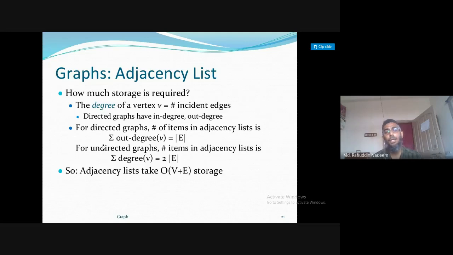Whereas in the case of an undirected graph, the number of items in the adjacency list will be the degree of V, which equals 2 times the number of edges. So adjacency list takes an order of V plus E storage. You know the big O notation which you are learning in your DA subject. If you calculate how much storage it is going to take, it is going to take the order of V plus E.